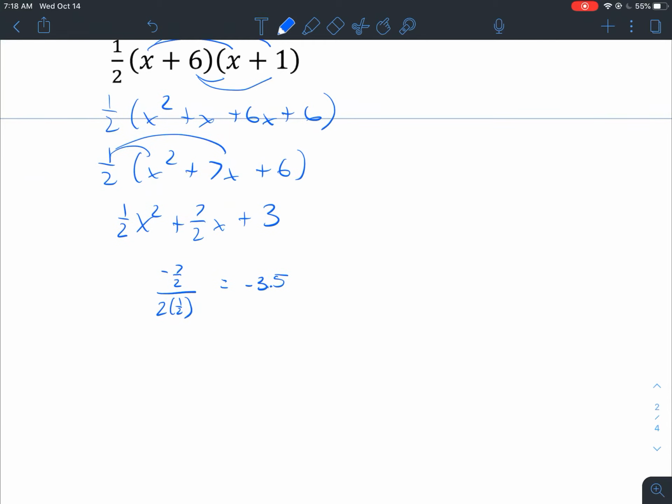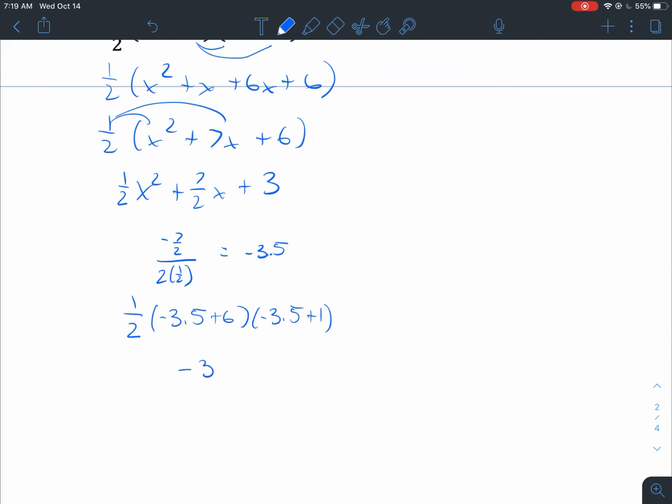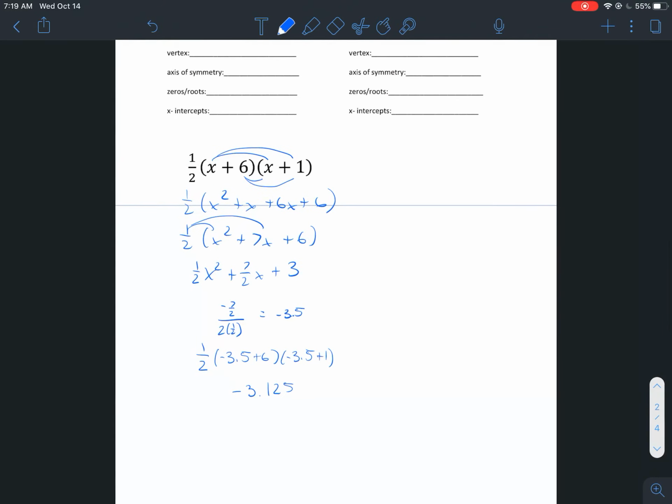Now we're going to plug our negative 3.5 back into the function. We can even do it with what we started with. We got 1/2 times negative 3.5 plus 6 times negative 3.5 plus 1. So we got 0.5 times negative 3.5 plus 6 times negative 3.5 plus 1. And I got, kind of ugly, negative 3.125. So our vertex here is going to be negative 3.5, comma, negative 3.125.